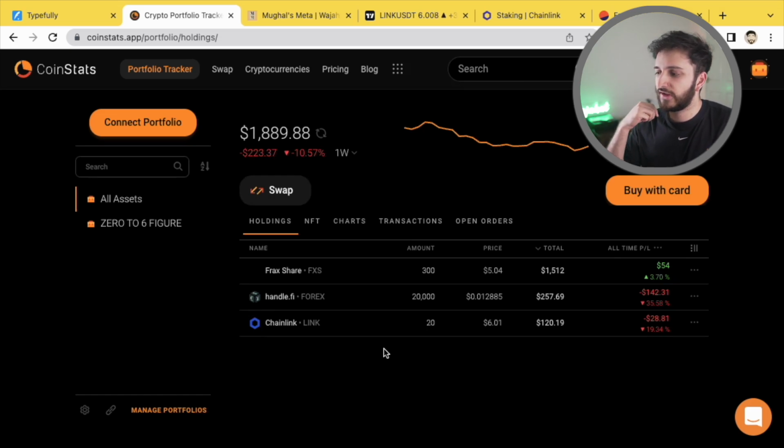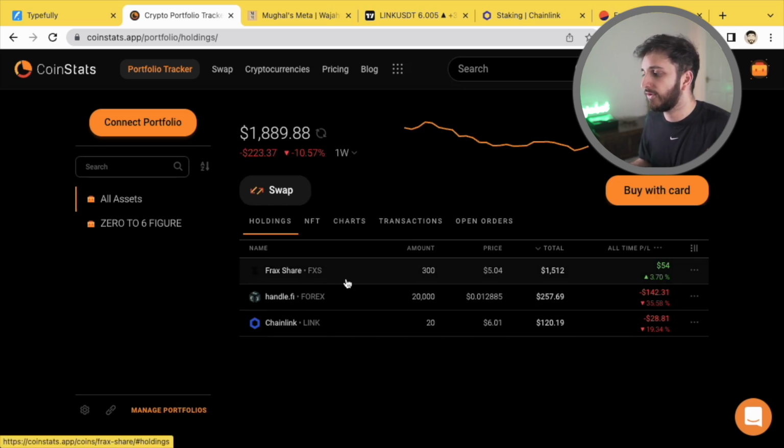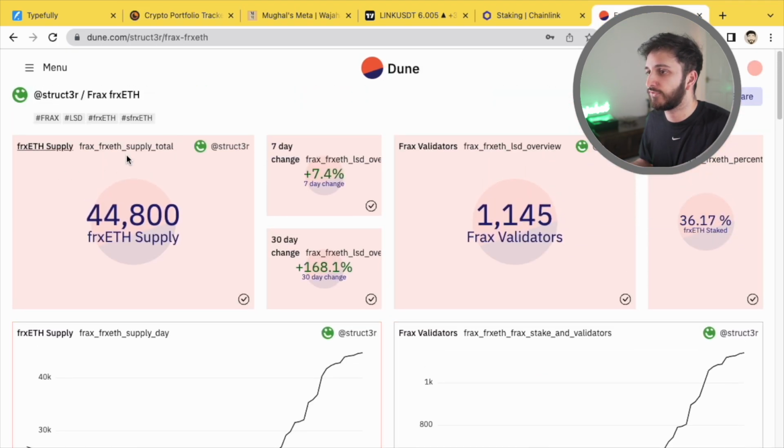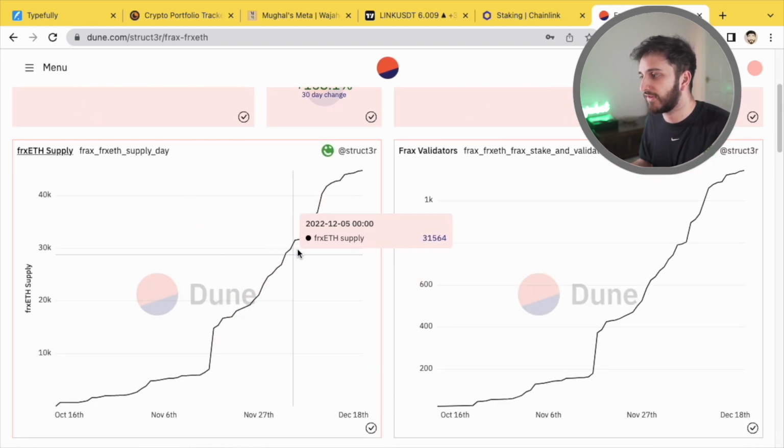Now, as to why I've actually increased my exposure to Frax Share, I think it's very easy to answer that question. For me, Frax is probably one of the most innovative protocols in the Ethereum network at the moment, and with the recent introduction of Frax ETH, you're able to actually see the kind of growth on that directly with this June analytics page that I saw. And right now we can see that the current supply of Frax ETH is around 45,000, and that seems to be growing literally every single day.